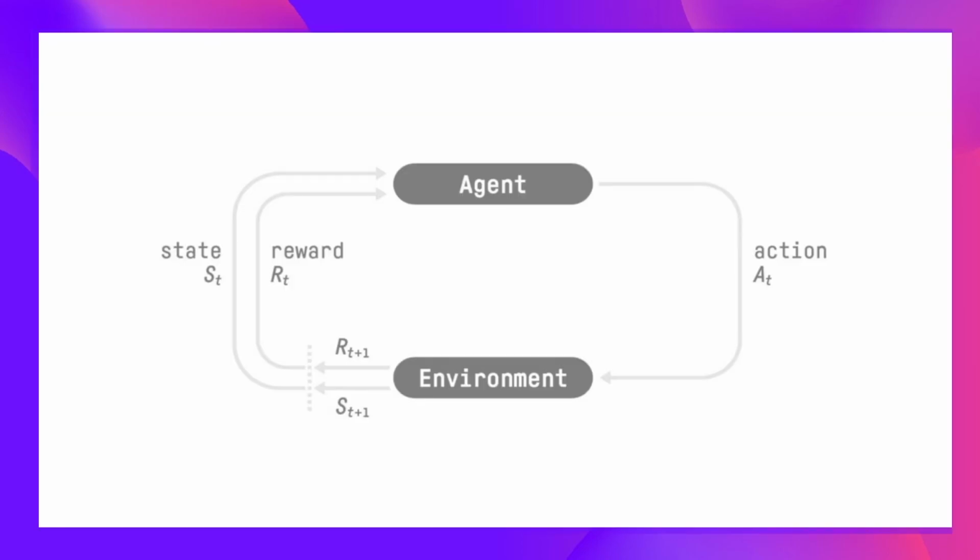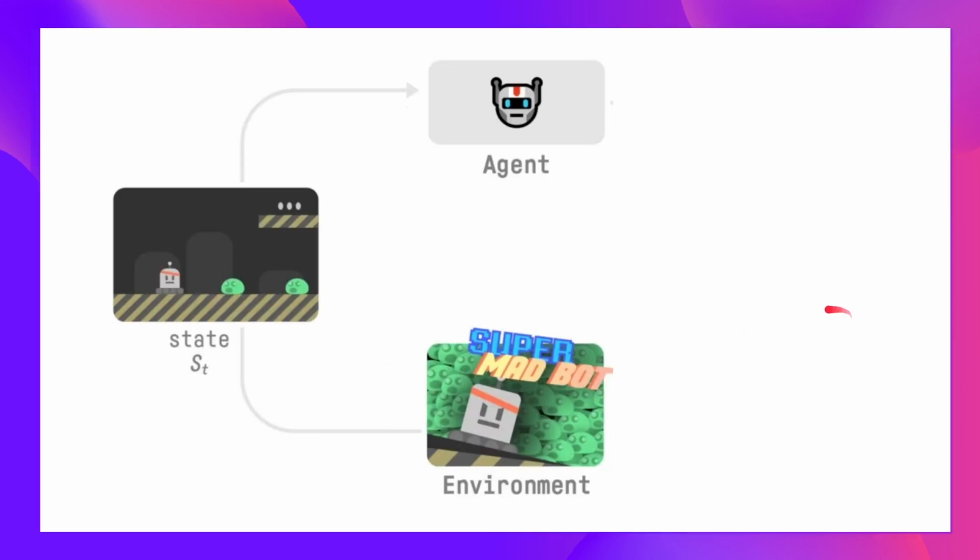So now that we understand what reinforcement learning is, let's see how it works. This diagram is the reinforcement learning process. It's a loop of state, action, reward, and next state. But to better understand it, let's take an example. Let's imagine an agent that learns to play a platform game. In our case, the reinforcement learning loop goes like this.